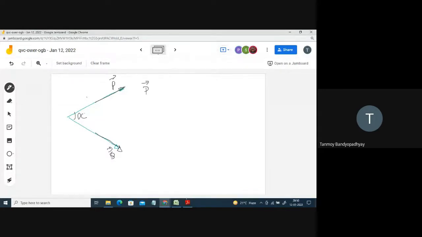So if I need to find vector P dot vector Q, I should have the magnitude of vector P, but when I am not putting the vector sign, I mean its magnitude. So P into Q into cos alpha.